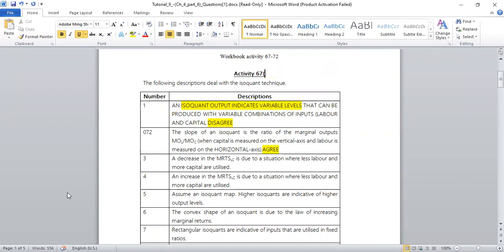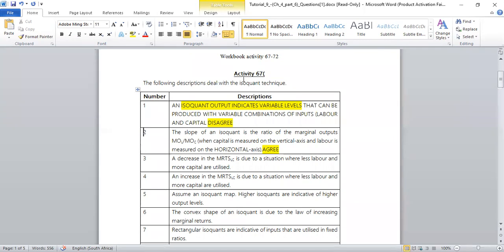Yeah, guys, we're on activity 67. We've already covered number 1 and 2. So yeah, let us move on to number 3. But before we move on to number 3, for the benefit of those who were not there, we agreed that the statement is false because of this statement.